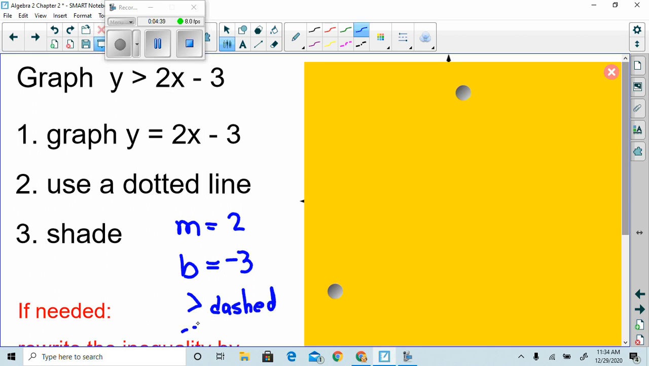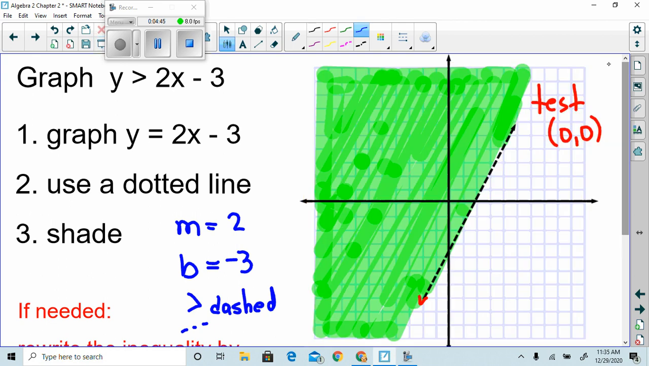So when we graph it, it will be dashed. And then we'll test a point to see the shading. Here's what it looks like in the graph. I start off by graphing my y-intercept, which is a -3. There's my point. I'm now using my slope, which is 2. I'm going to go up 2 over 1, up 2 over 1.